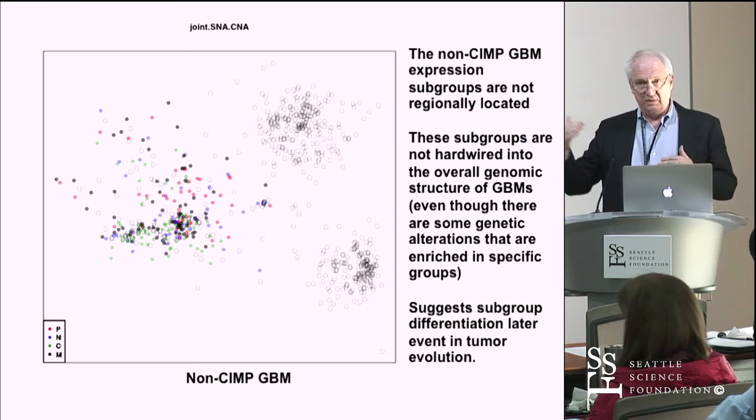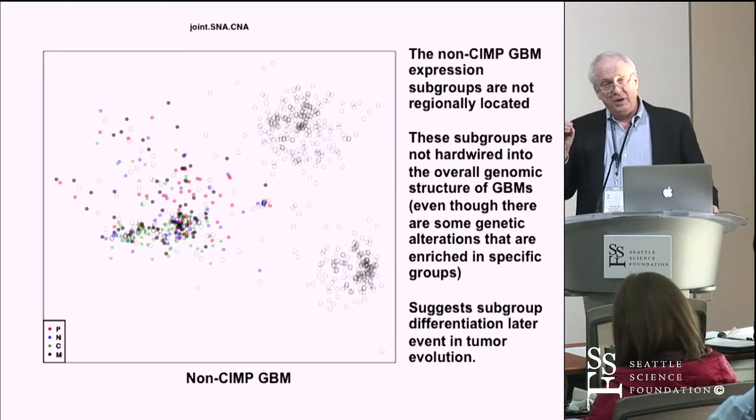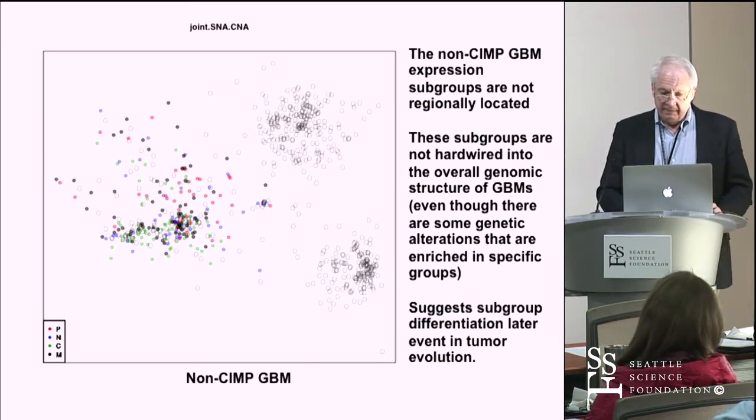All right, this is all. Now to be clear, those subtypes are correlated with specific genetic alterations like EGFR amplification or PDGFR and so forth. But those specific things that they're correlated with are swamped out by the overall structure of the genome that these tumors live in.